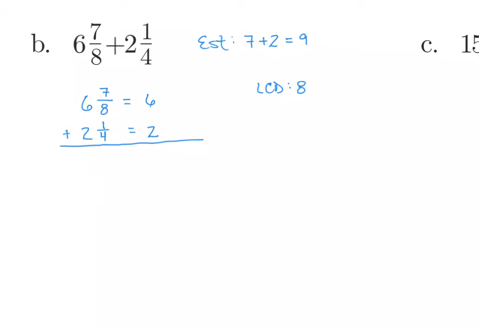So 7/8, we can leave that the same. 1/4, to get from 4 to 8, we want to multiply by 2. We're going to do the same thing to the top and the bottom, and we get 2/8.